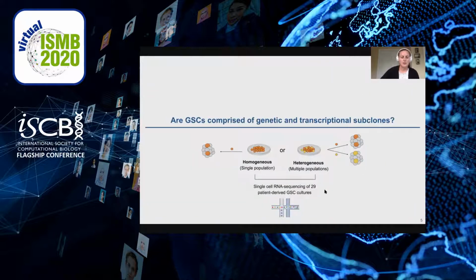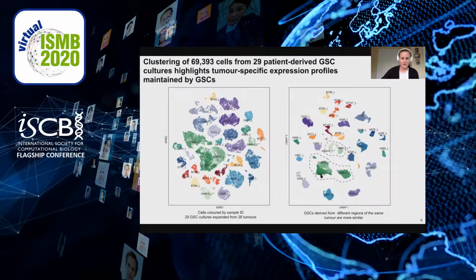So using single-cell RNA sequencing, we wanted to ask if these cultures that we grow out contain a homogeneous population of cells, or if we find multiple different subclones or transcriptional states present in the GSCs that we derive from individual patients. So to answer this question, we profiled just over 69,000 cells, which were derived from 29 patient-derived GSC cultures. And as most single-cell RNA sequencing projects perform, our first step in the analysis was to basically place all of these cells onto one global map.